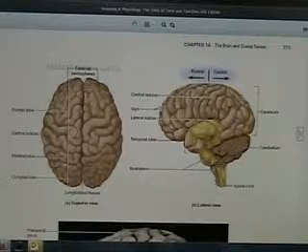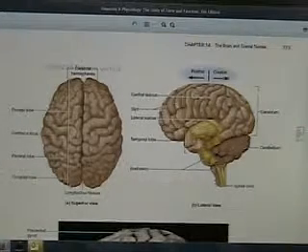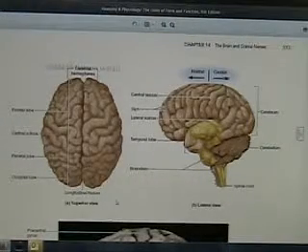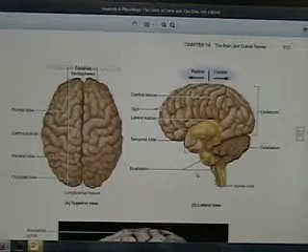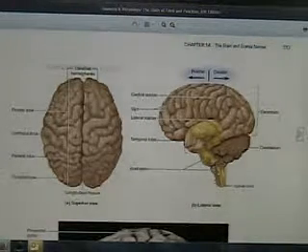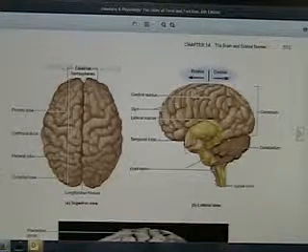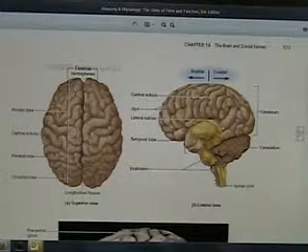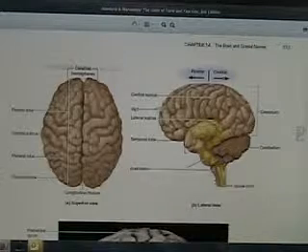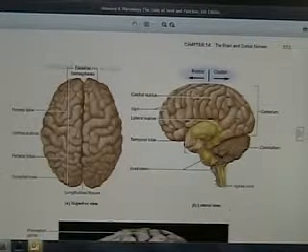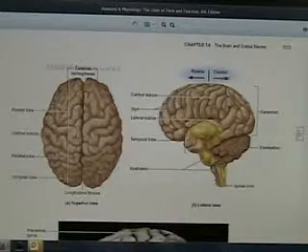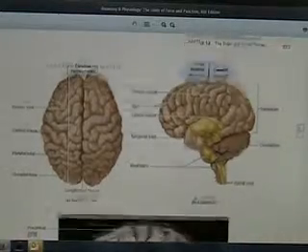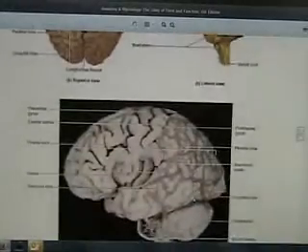Parietal lobe is in the back. Occipital lobe is in the very, very back. Then you have other stuff that you should know already. Spinal cord, cerebellum. Again, the cerebrum is this entire area, right? And then you have here the lateral sulcus. And of course, here's your temporal lobe. Okay? And here's a real brain.